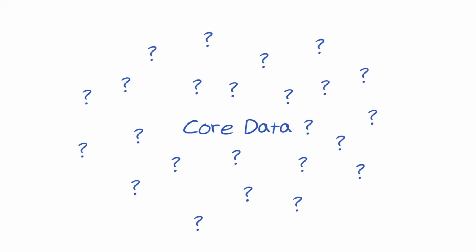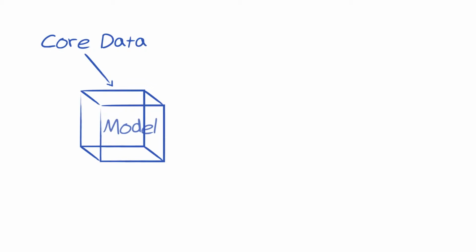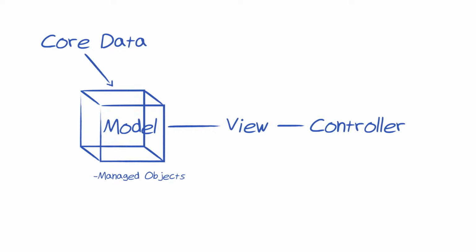So what exactly is Core Data? Core Data is essentially a framework to help you manage the model part of your app. You recall that the model, view, controller design pattern splits your app up into 3 parts, and that the model part is what deals with the important, tangible, essential pieces of the app. Core Data gives us a way to manage these important pieces and gives them the title Managed Objects.